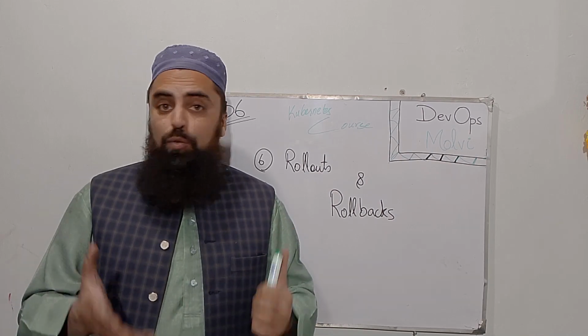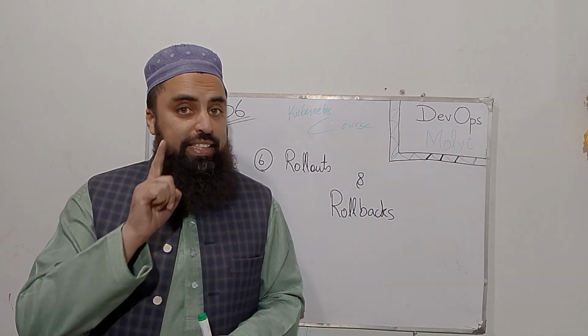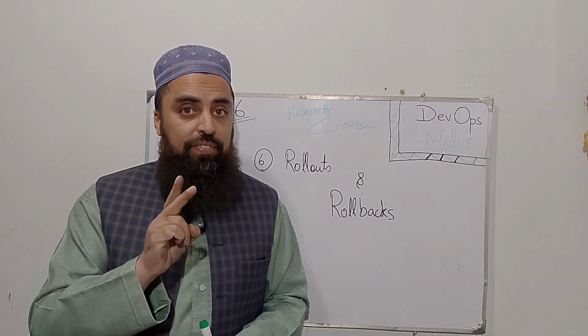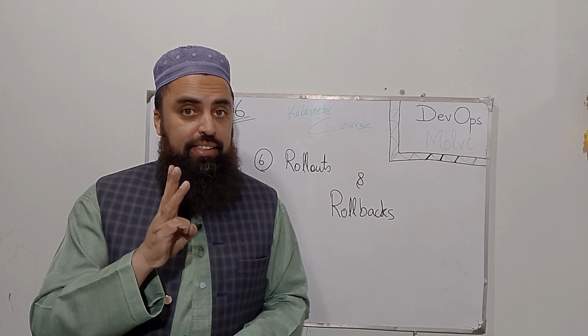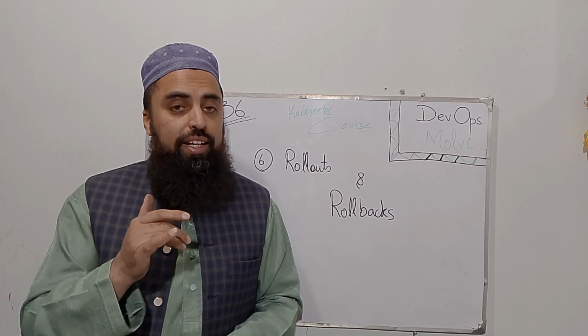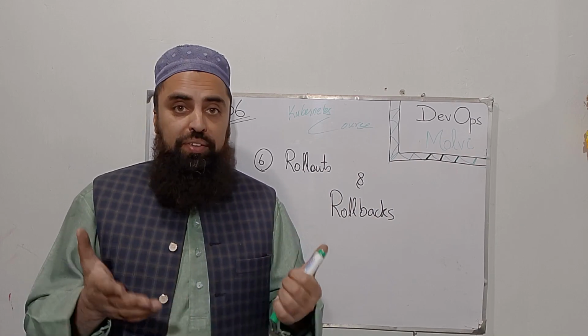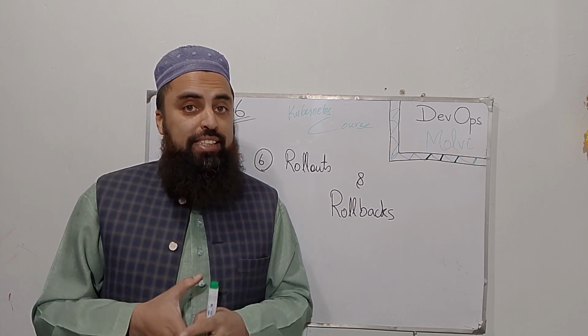So let me quickly repeat, what is Kubernetes used for? Kubernetes is used for container orchestration, self-healing, scaling applications, load balancing, networking, automatically rolling out or rolling back changes, and YAML configurations. So that's it for today's lecture, guys.